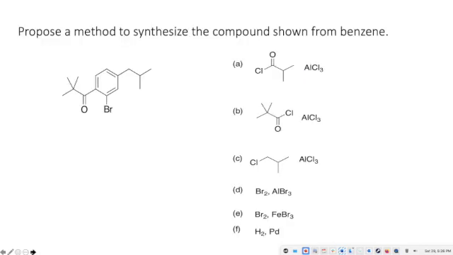This question is inspired by Reuter and Straumanis. It's one I've actually used with my students. These multiply substituted aromatic compounds can be challenging as students have to consider the directing effects of substituents already on the ring.